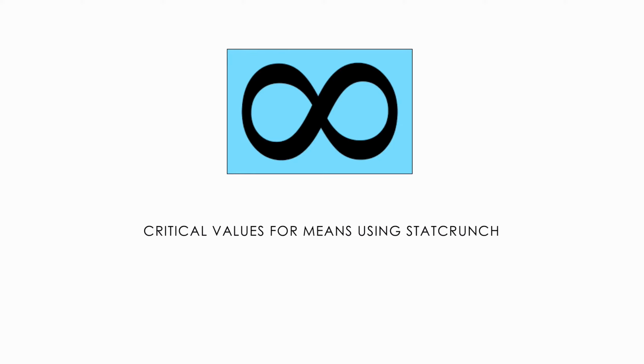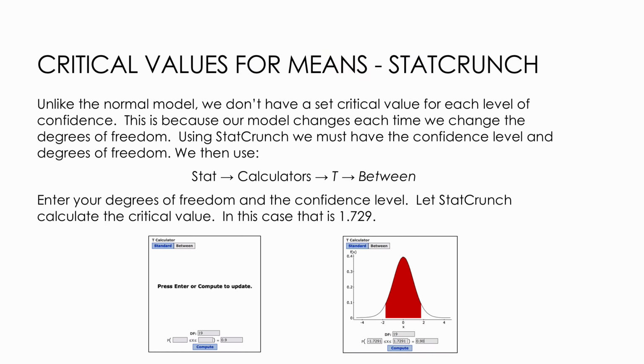In this video, we will learn how to find critical values for means using StatCrunch. Now, if you recall last week, we had a very set number of values. The values didn't change. Every time you had a 90% confidence interval, the critical value was 1.645. Every time it was 95, it was 1.96. That is not the case this week because we are not using the normal model.